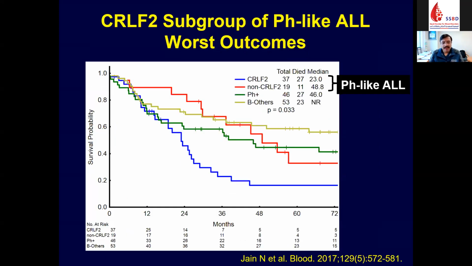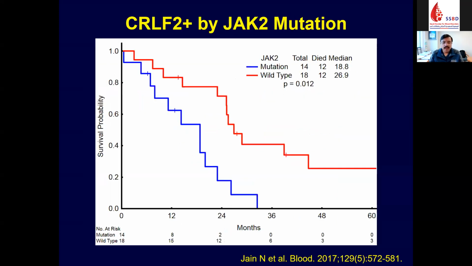And then when we look at the two subsets, I mentioned to you there are two subsets. One is CRLF2, one is non-CRLF2. And really it appears that most of the worst players are CRLF2 patients. This is the blue line here, which you can see the curve going down. And even among the CRLF2 patients, if you happen to have the JAK2 mutation, and half of these patients typically have JAK2 mutations, that's even worse. So basically, CRLF2 is the bad player, and if you happen to have concomitant JAK2, that's even worse.